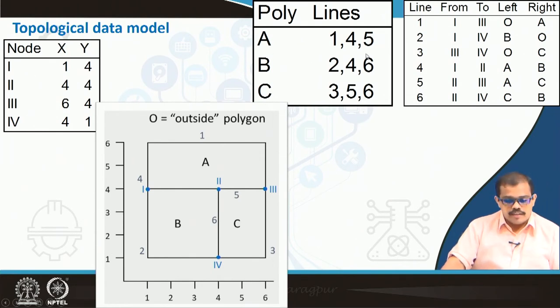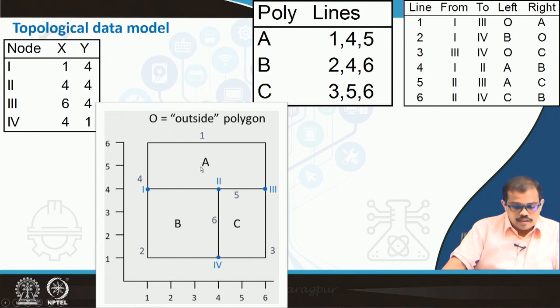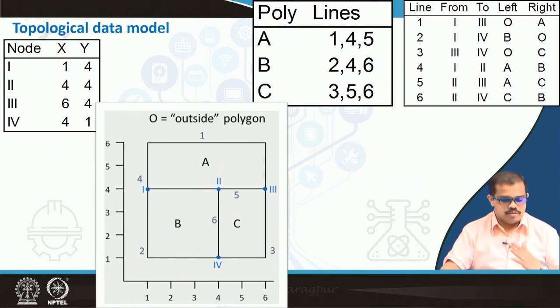And when you are representing polylines, for example, it is represented in the form of 1, 4 and 5. This particular polygon is bounded by 1, 4 and 5. All of these three are different polylines. Similarly, we represent the polygons. Each line is read from where to where: on the left of that line you have an outside polygon, meaning there is nothing in between, and on the right you have a polygon which is named. So that is how we read it.